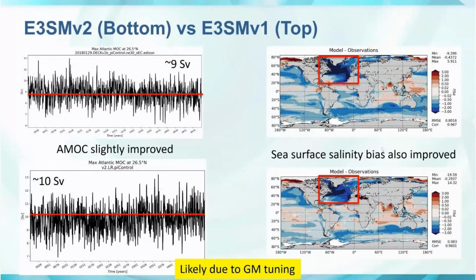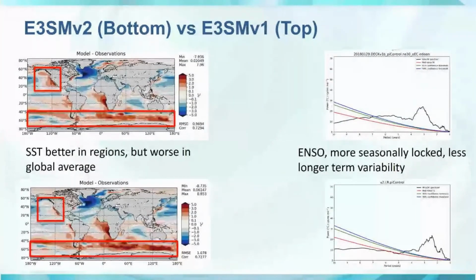SST, some regions are quite a bit better. If you look at the top for V1 to the bottom in the stratocumulus region off of North America, you see pretty nice improvements. Other regions like the Southern Ocean actually got a little bit warmer throughout. Again, obviously the other suggests a better stratocumulus, but the Southern Ocean could be related to the GM tuning.